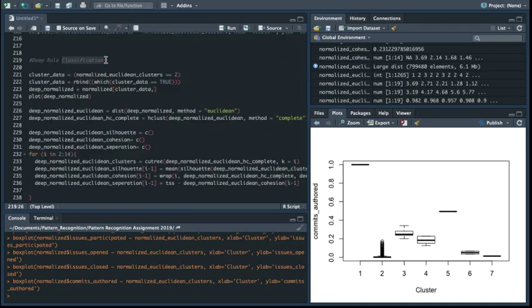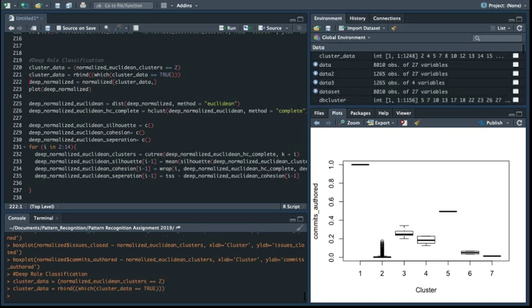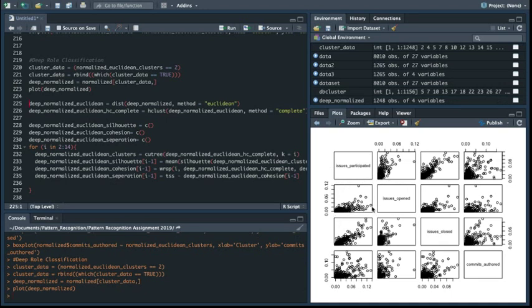Okay, a deep role classification. How cool is the deep role? It sounds like deep learning, but it's not. So we took every point of the second cluster, and we made a second dataset. And look how many points we had in the second cluster.